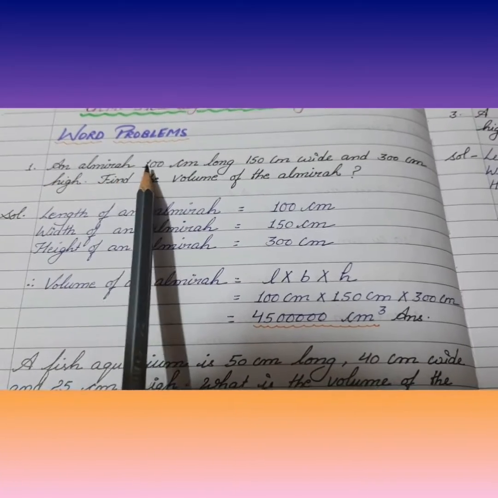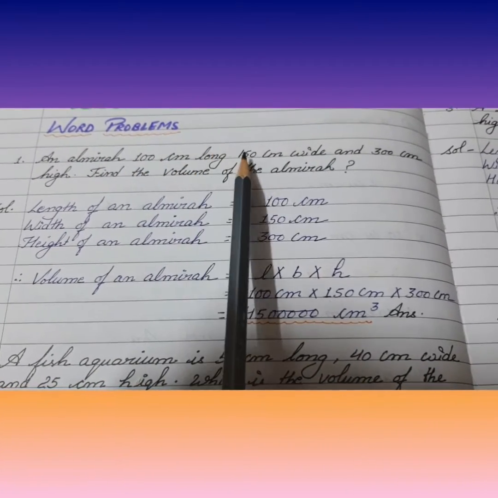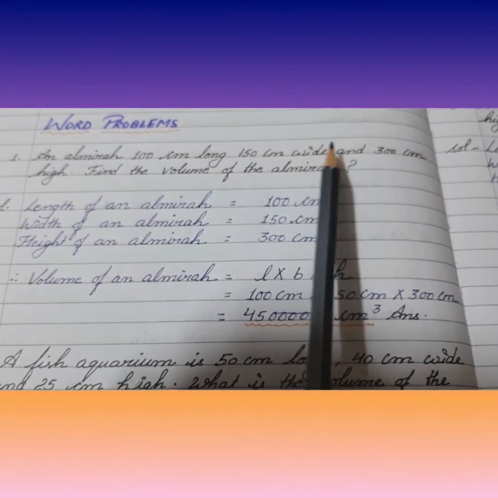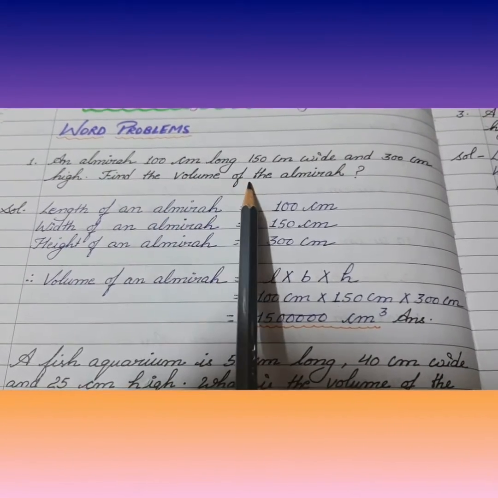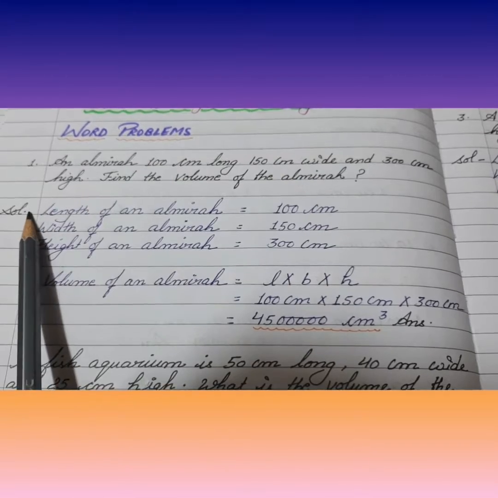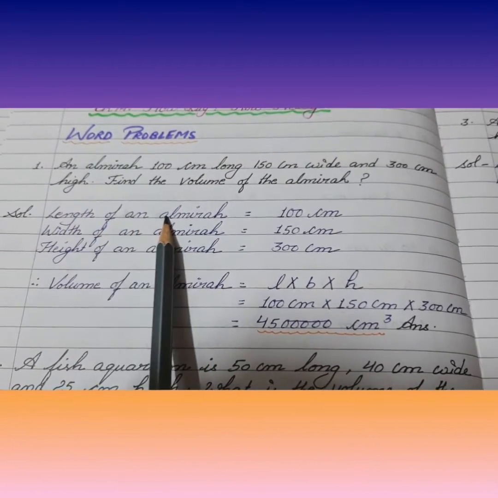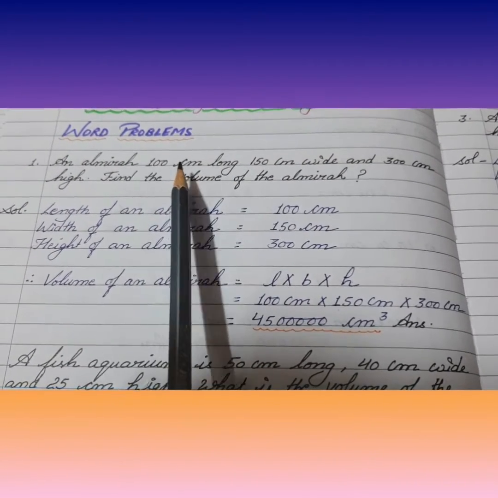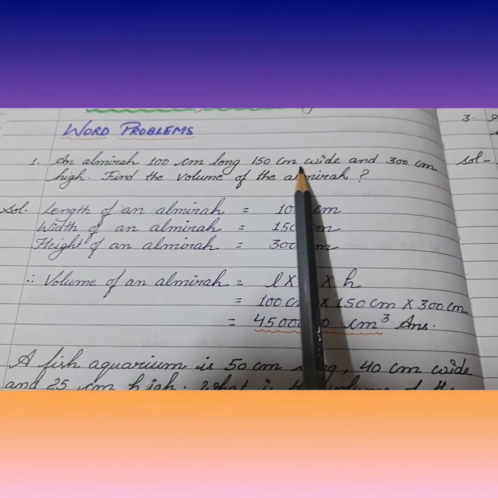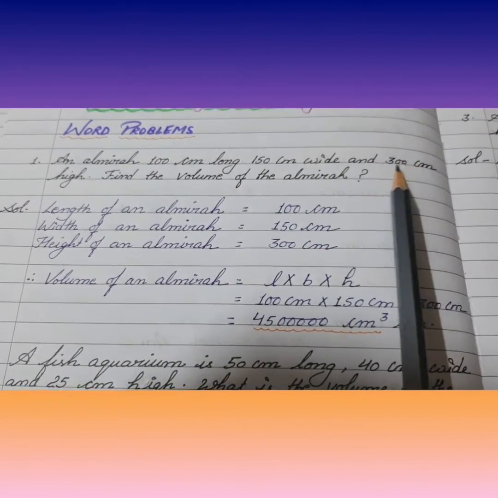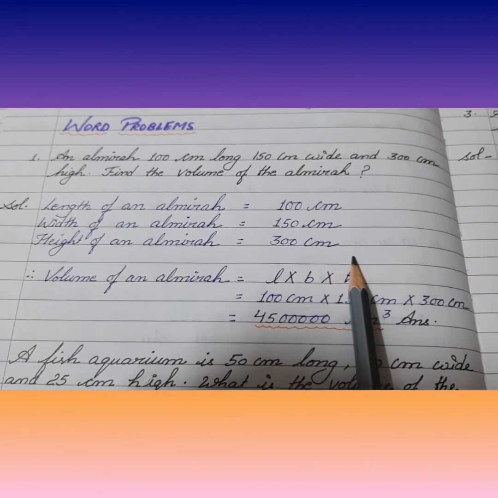An almirah is 100 cm long, 150 cm wide and 300 cm high. Find the volume of the almirah. Solution. Length of the almirah is given, 100 cm. Width of the almirah, meaning breadth, is given, 150 cm. Height is given, 300 cm.